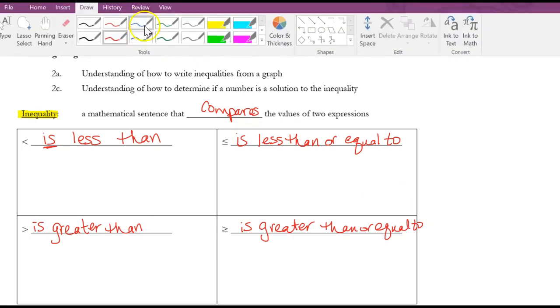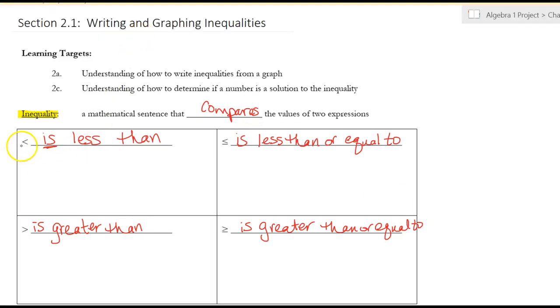Okay, so what happens is these two, without lines underneath of them, will both be open circles. While these two on the right, which equal it also, means it's going to be a closed circle because it equals that point also.